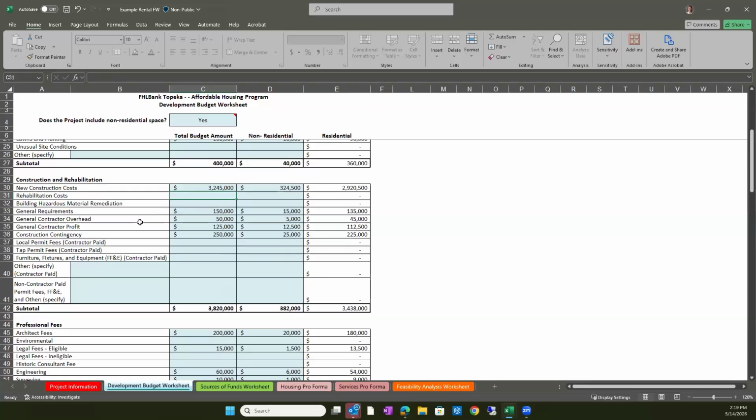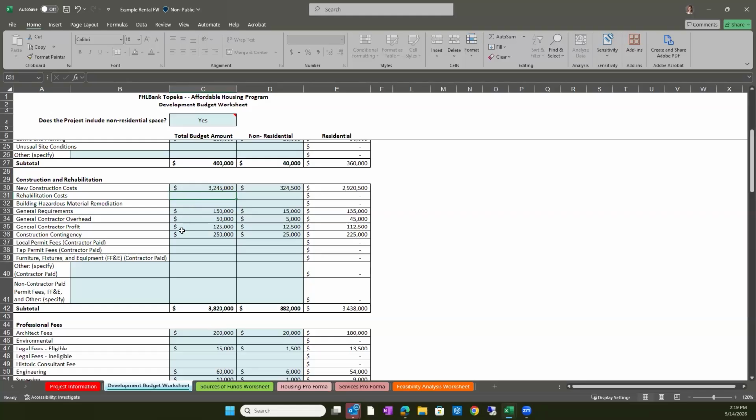So we have general requirements as well as general contractor overhead and profit. If you are utilizing a general contractor, please make sure that your general requirements and your GC overhead and profit are broken out from the actual construction costs. The reason we ask for this is that the general requirements as well as the overhead and profit are related to guideline items for our guideline standards and our implementation plan. So we'll need to make sure those items are broken out so that we can make sure that those fees are within AHP guidelines.